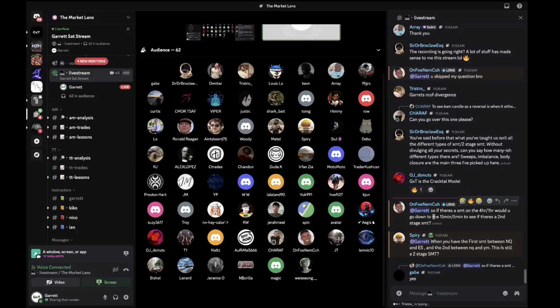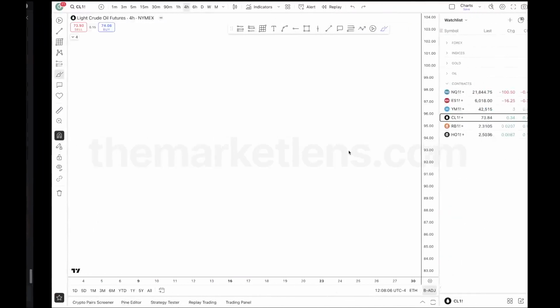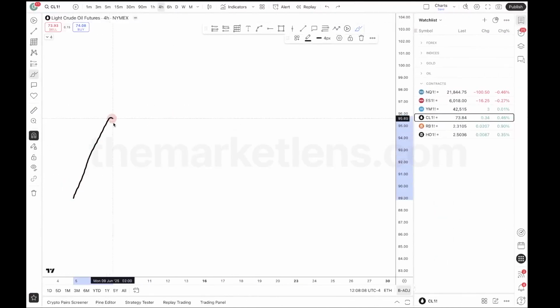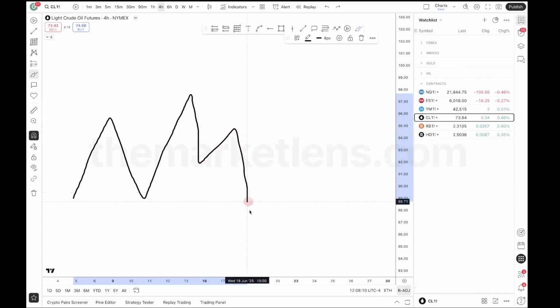So the way I do it, you can view it like that. Like this 4-hour, 1 hour. So it can be like this. Like I said, with 1 hour highs, it can look like this, right? And this SMT in the hourly chart is your confirmation.